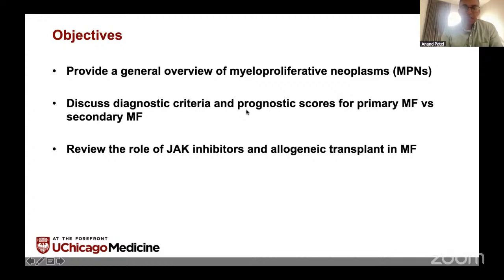So really, the objective is to start by providing a general overview of MPNs. I think it's important to know where you're starting before you think about where there could potentially be progression. We'll then move into how we make a diagnosis of primary MF versus secondary MF. We'll also talk about the various prognostic scores that we use for these different conditions. And then lastly, we'll focus a little bit on treatment, specifically the role of JAK inhibitors and then allogeneic transplant in the management of MF, both primary and secondary.